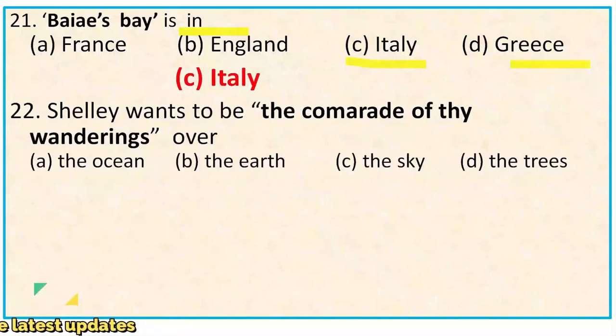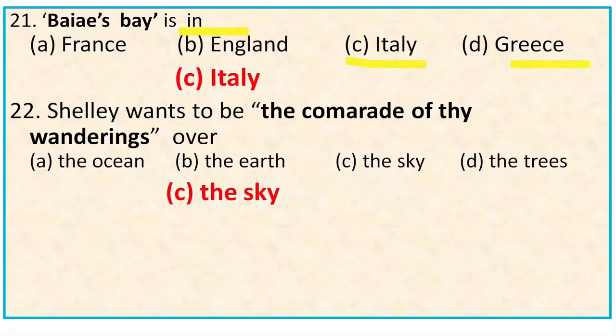Next one, 22. Shelley wants to be the comrade of thy wanderings over, obviously, in the text it's found over heaven. So heaven means sky. So the right option is C, the sky.